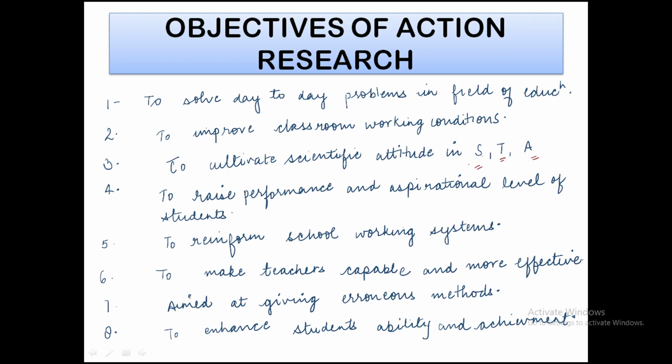There can be reform in the school working system. Teachers can be made more capable. They are capable, no doubt, but research can make them more capable and more effective teachers. Action research also aims at giving innovative methods, that means something different from the traditional ones, and to enhance students' ability and achievement. So, these are the objectives of action research.